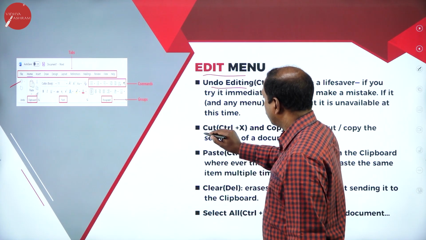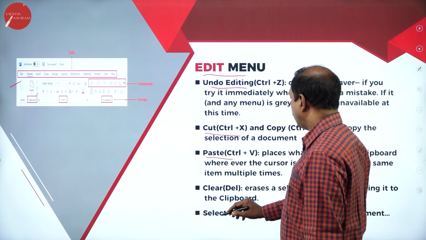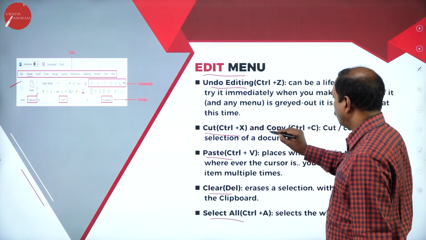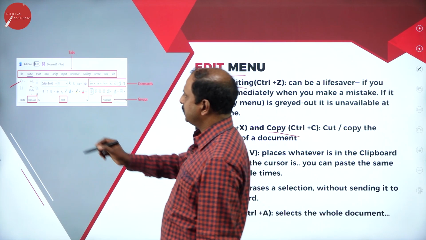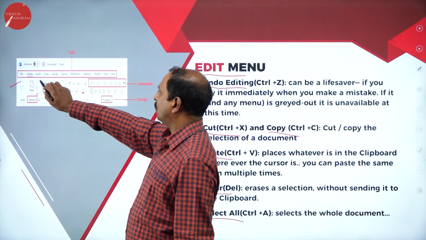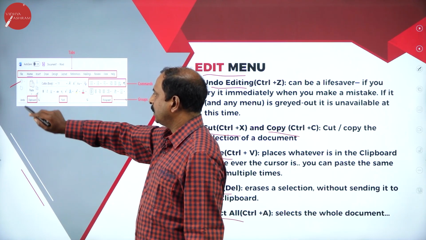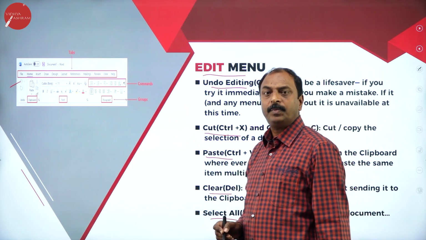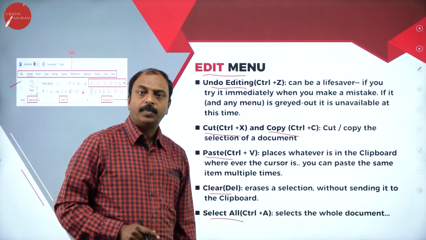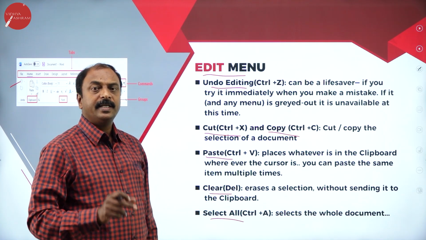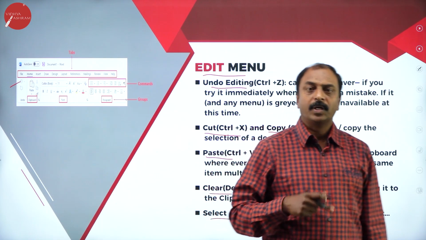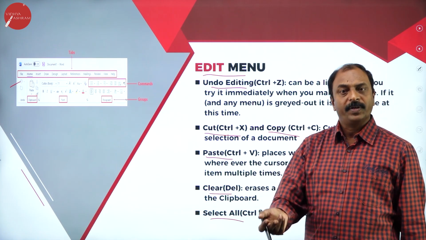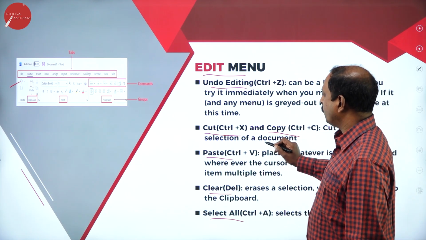Again we have cut, copy, paste, clear and select all. There are icons here: a scissor, which is called cut, copy and paste under the clipboard. What is the use of cut, copy, paste? With the help of cut, copy, paste, a selected part of a document can be cut or copied, and we can paste it at a different location in the same file or in a different file. That is the meaning of cut, copy, paste.